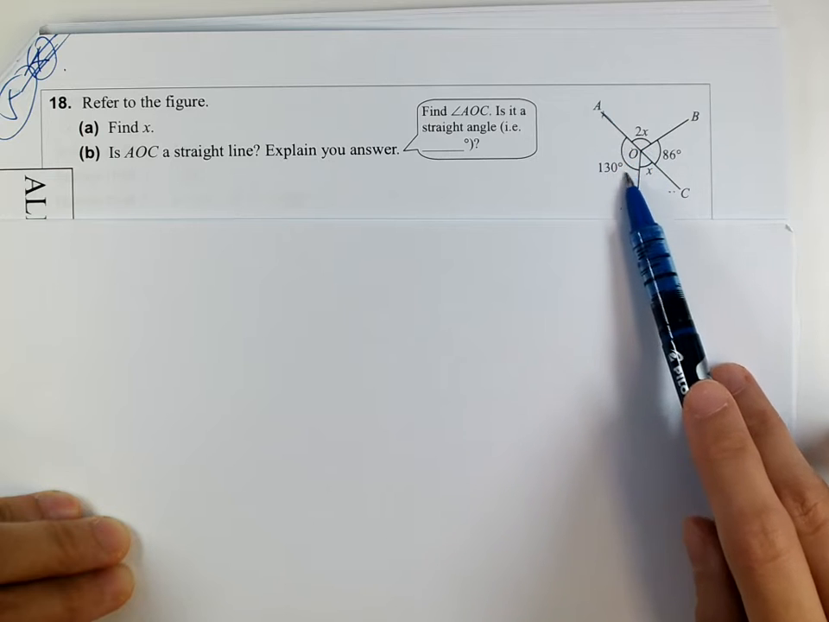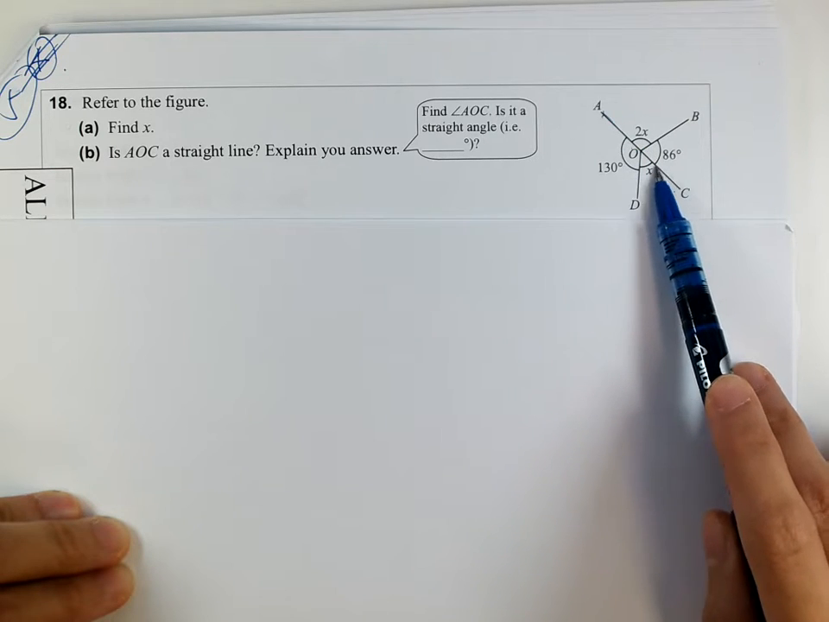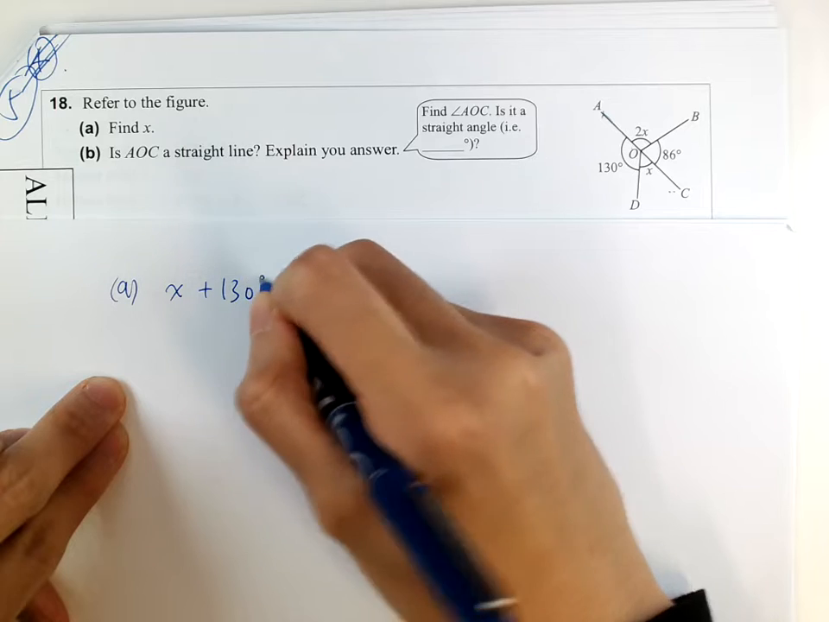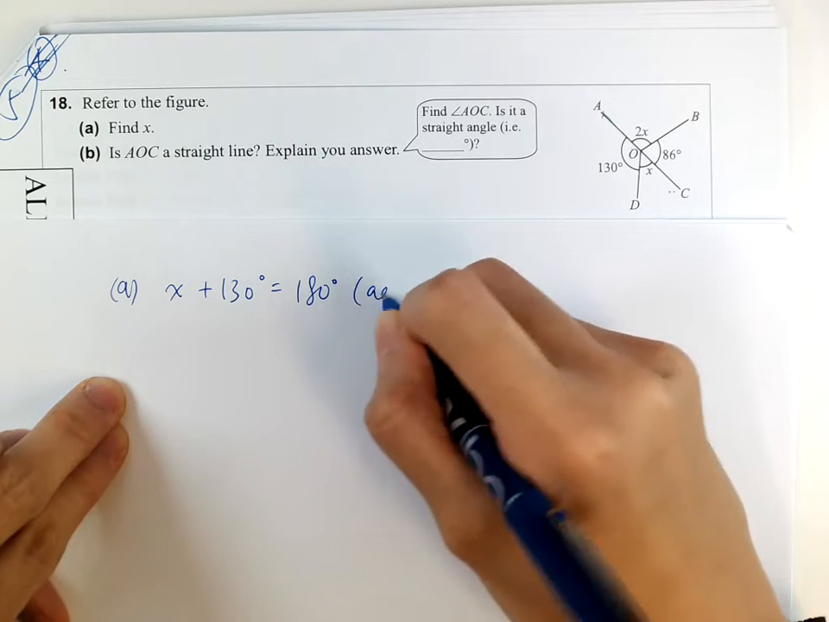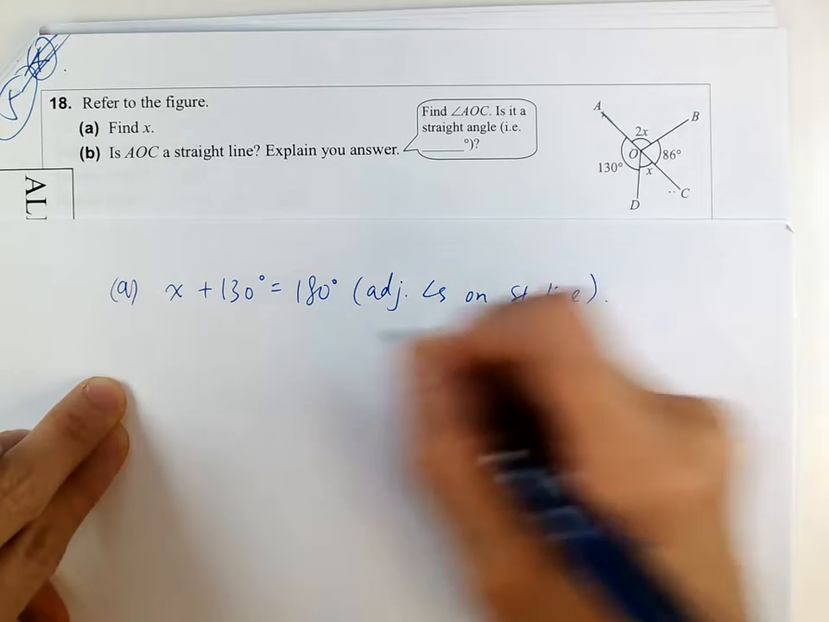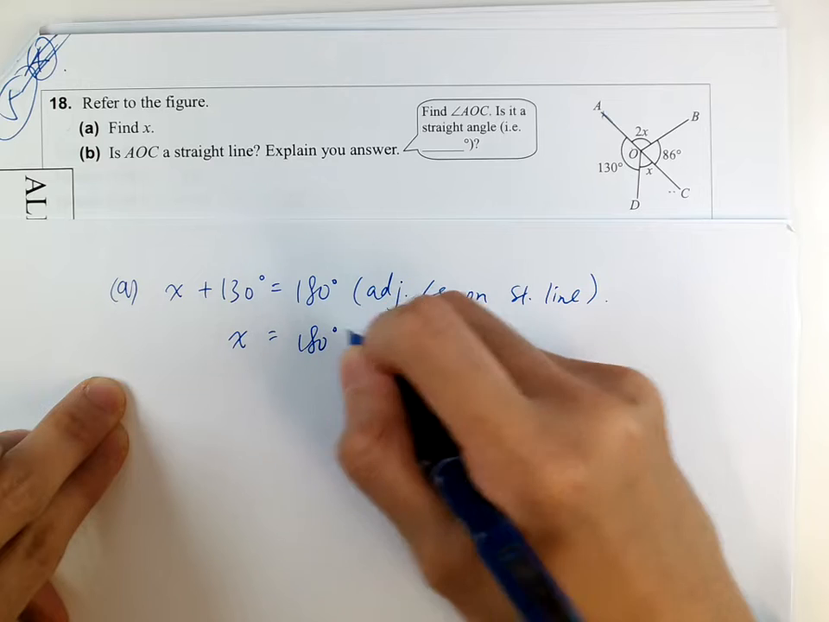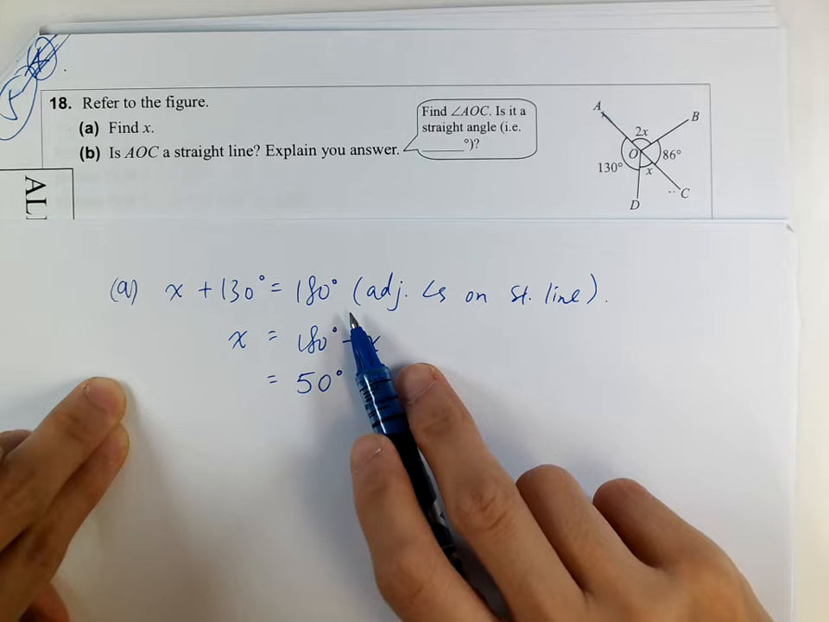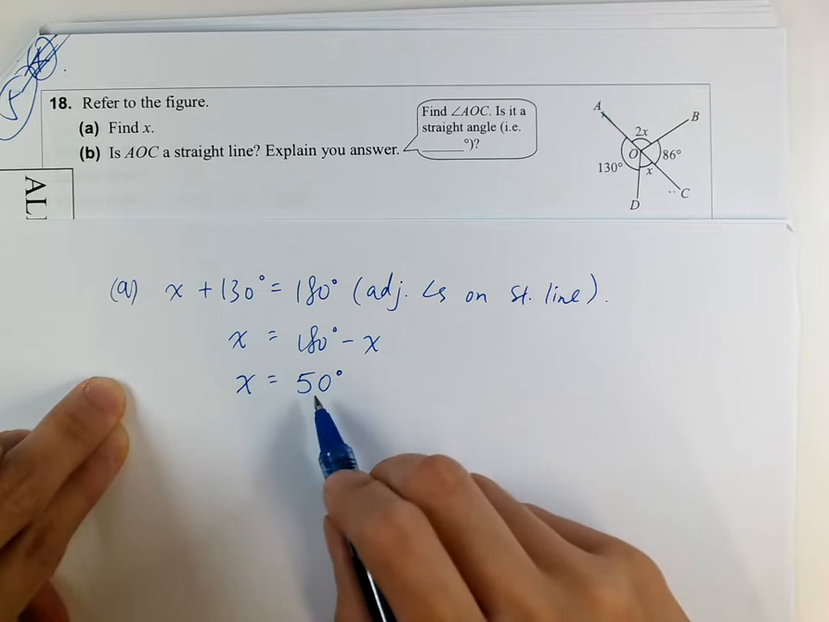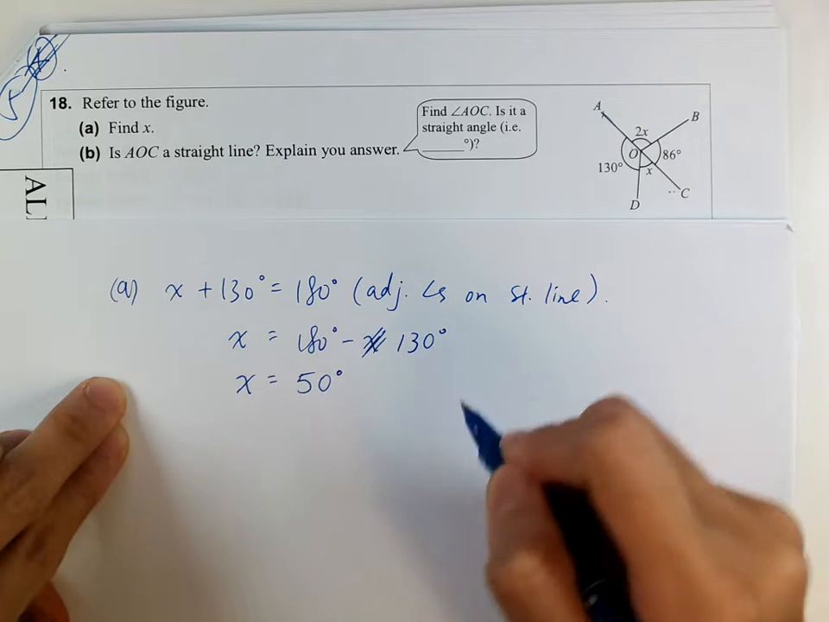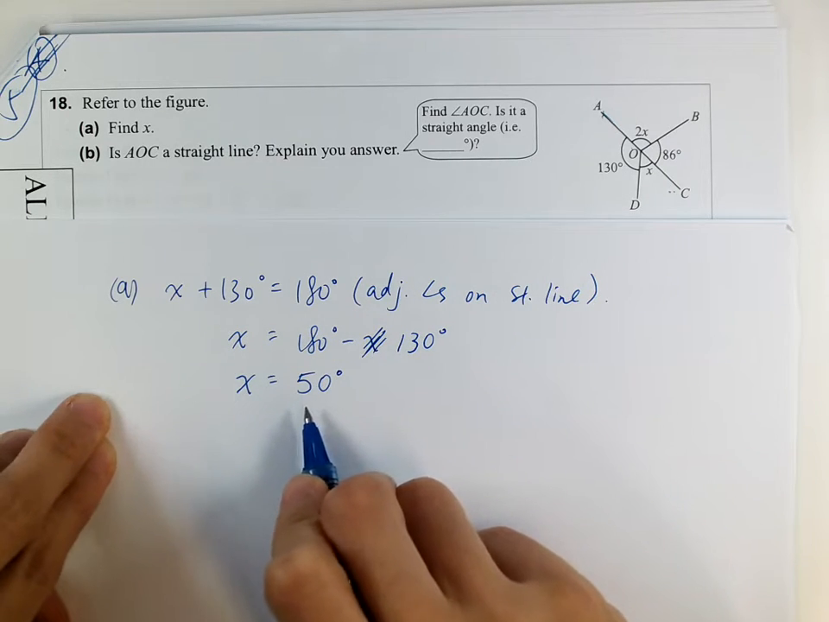We can use adjacent angles on straight line to find x. So let's write it down. x plus 130 equals 180. Adjacent angles on straight line. Then we can find x by solving the equation, which is x equals to 50. Oh, sorry, I should minus 130 here. So the x is 50. Okay, let's see part B.